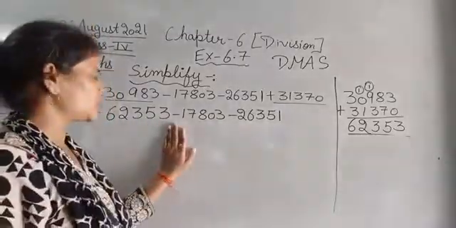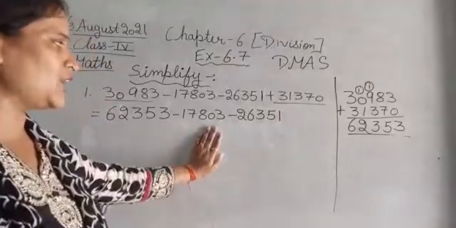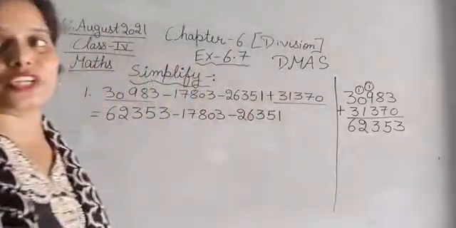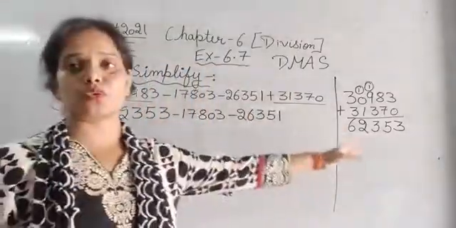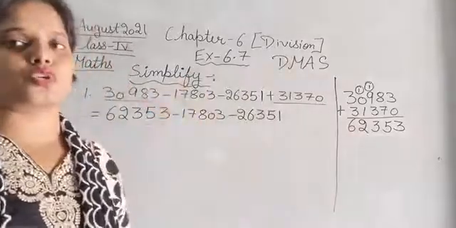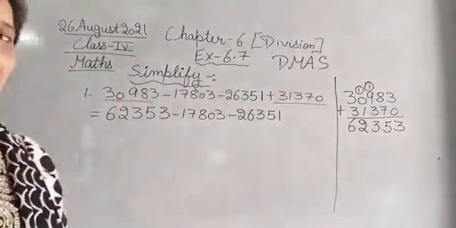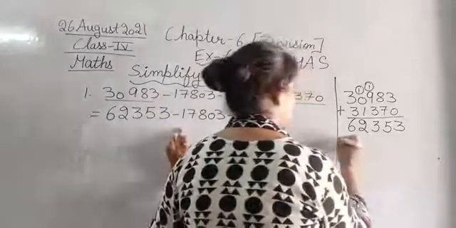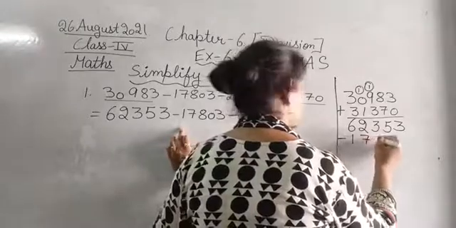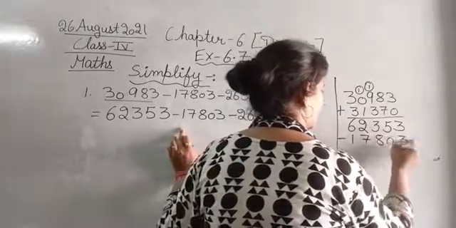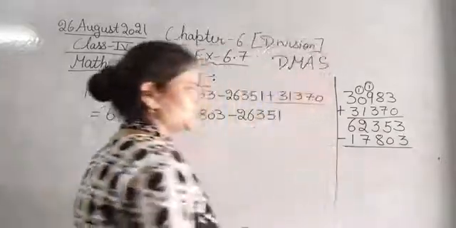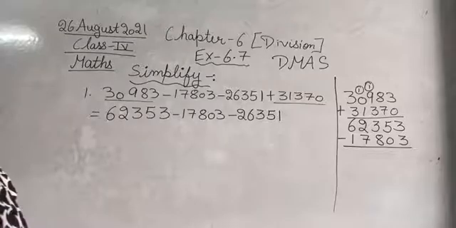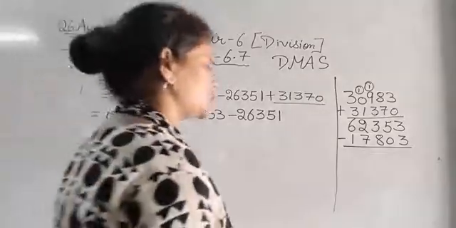So 62,353 minus 17,803. Subtract it like this. Look, I have shown the calculation as well. You can see here I have shown the calculation. So you all are also going to show the calculation in your notebook. Okay? So 62,353 minus 17,803. So let's subtract it.